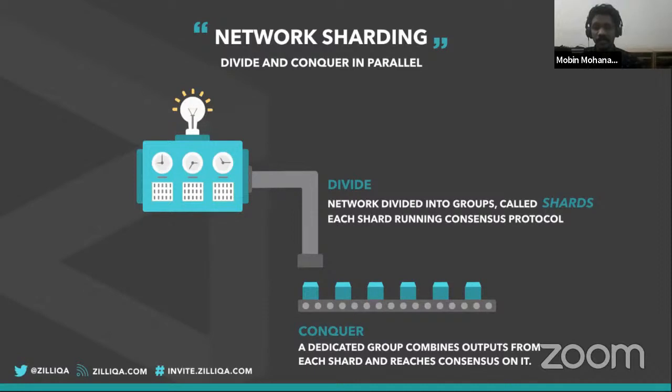And there is a designated group which combines the output from each shard and creates the block itself. Each shard commits a micro block which only processes a subset of transactions, and there's a dedicated group, which we will learn about in later slides, and this group combines all these micro blocks and commits the final transaction block.